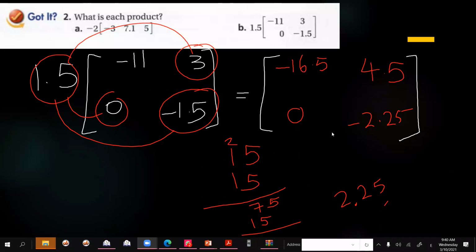This is here the final answer. So the final matrix is -16.5, 4.5, 0, and -2.25. Is it clear? Yes, teacher.